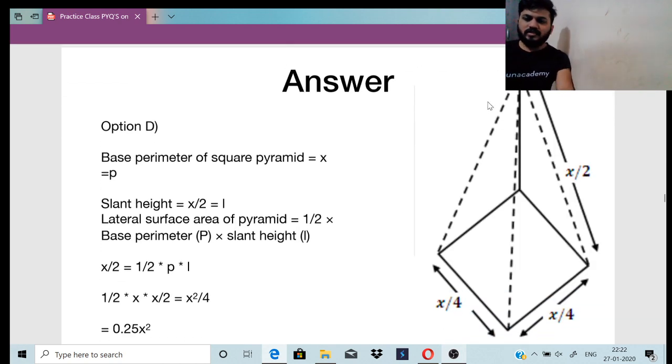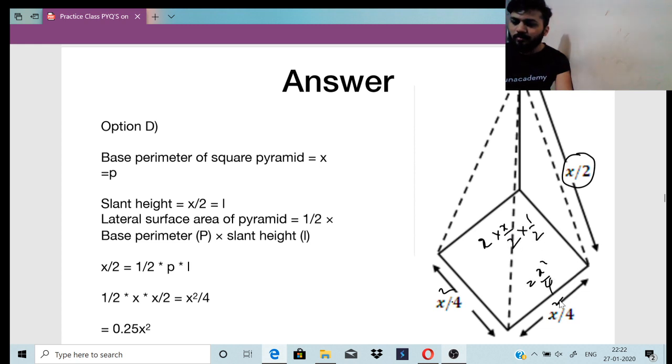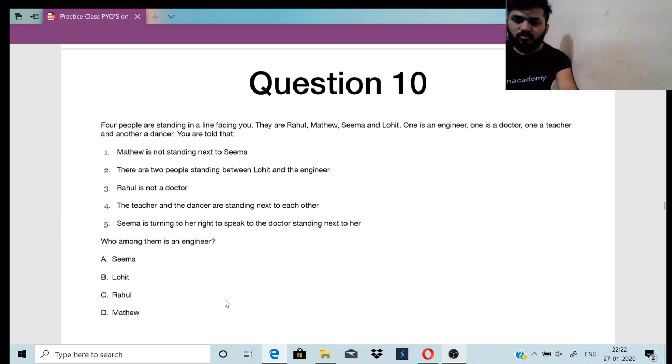Okay, so this is how a square pyramid is, right? The height is given as x by 2, so this will be x by 4, x by 4. So this will be x square by 4. Either you do x into x by 2 into 1 by 2, half into base into height, x square by 4, 0.25 x square, right? So let us move on to the next question.